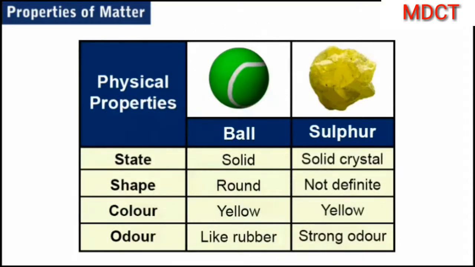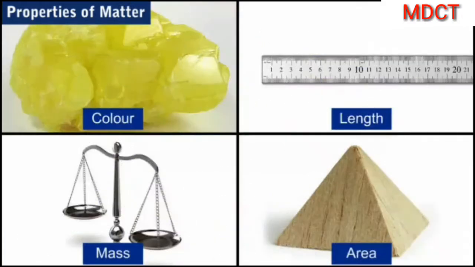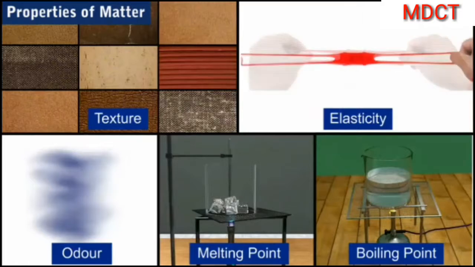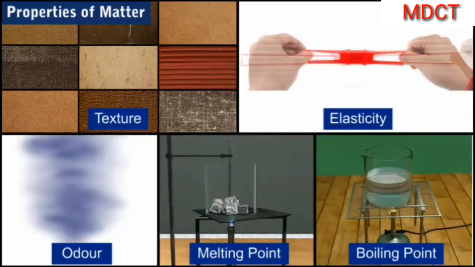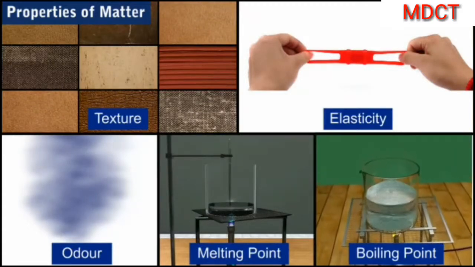What we saw are the physical properties of a rubber ball and sulfur. These properties can be easily seen or felt. Thus we can say that physical properties are those properties that can be measured or observed without changing the identity or composition of the substance. Color, length, mass, area, texture, elasticity, odor, melting point, and boiling point are examples of physical properties.